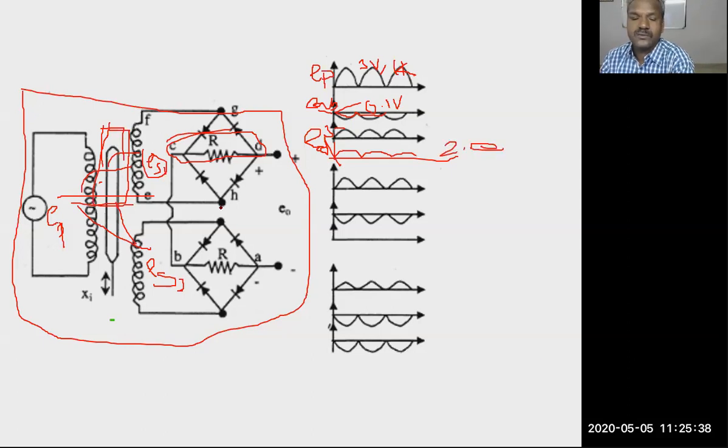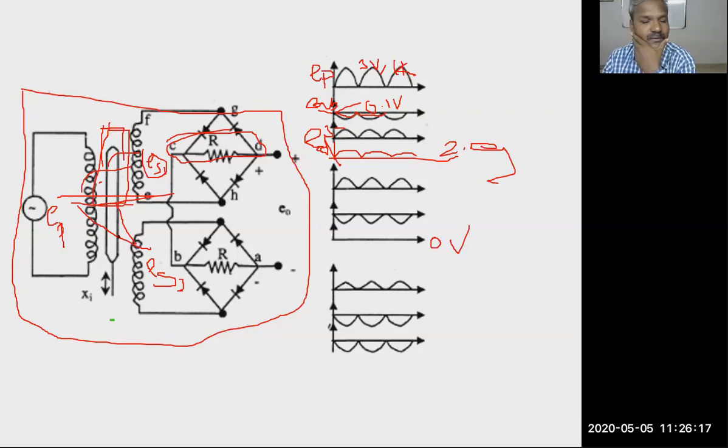Okay. So when the core is at middle, ES1 and ES2 are equal. That is, EAB and ECD are equal. So when both are equal, we get zero output. Practically, these are all for modulated AC only. So when both are equal, we'll get zero output. This is E0. E0 is 0.